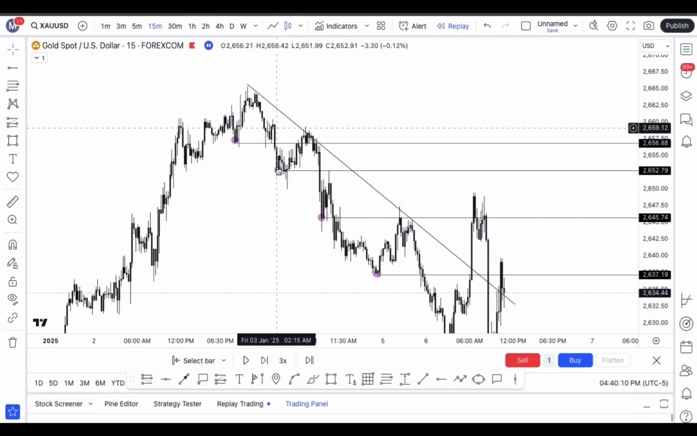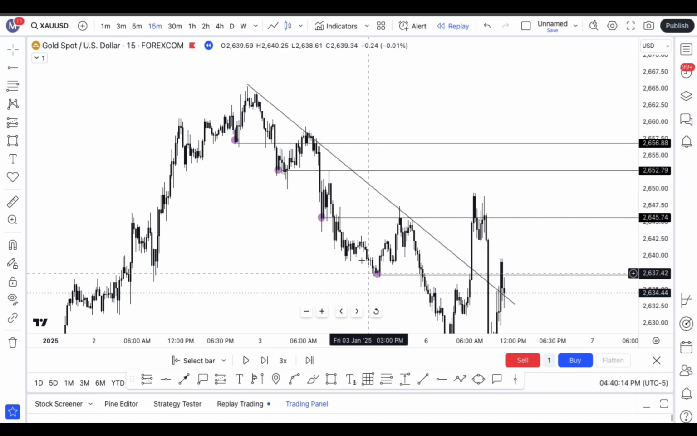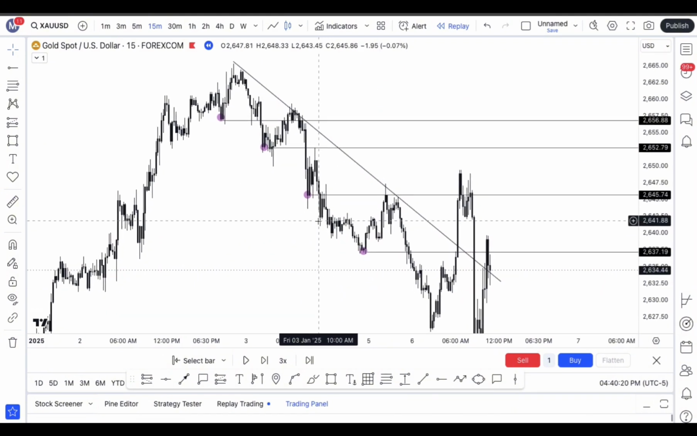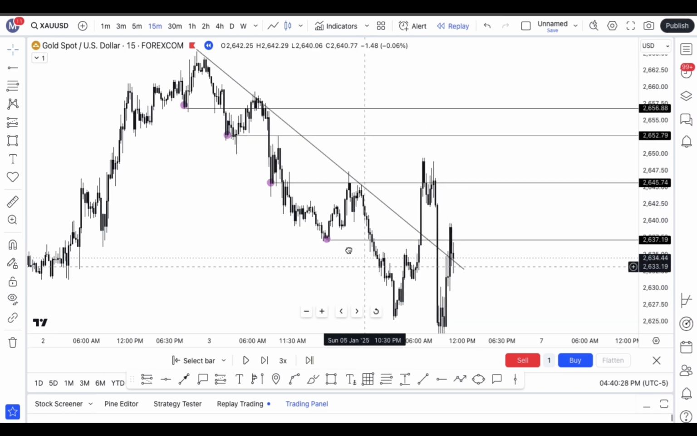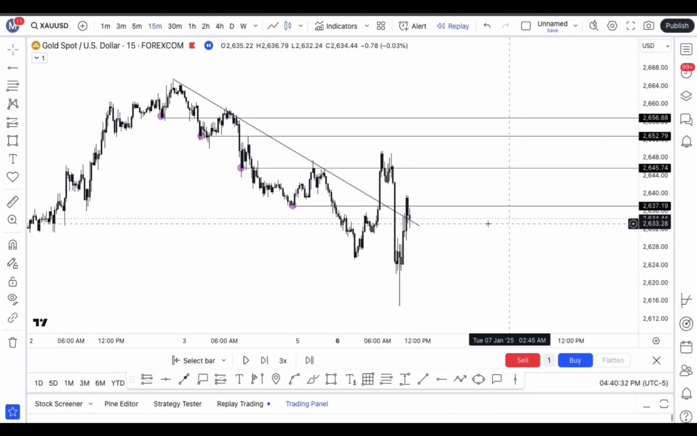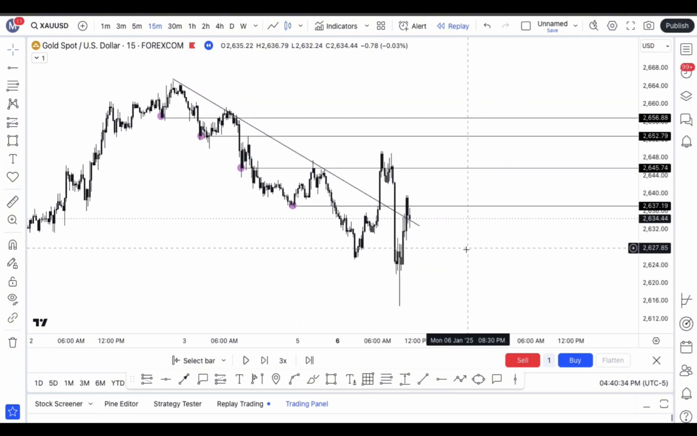Why is it lower lows and lower highs? Because every low I just drew is lower than that previous low. This low is lower than this previous low. So what does that mean? Sell structure is intact, because sell structure by definition is lower lows and lower highs. Okay, beautiful.